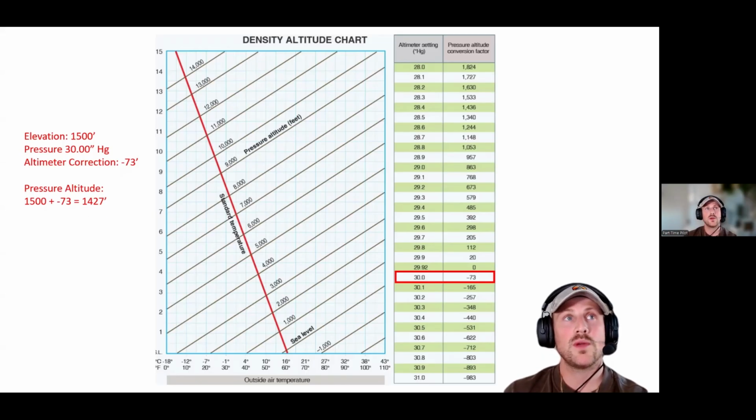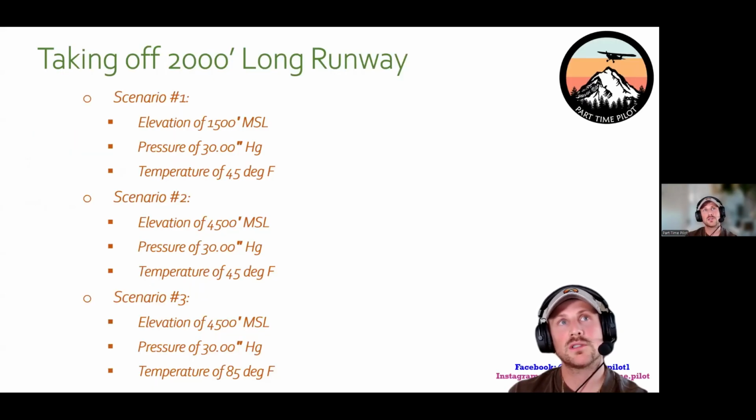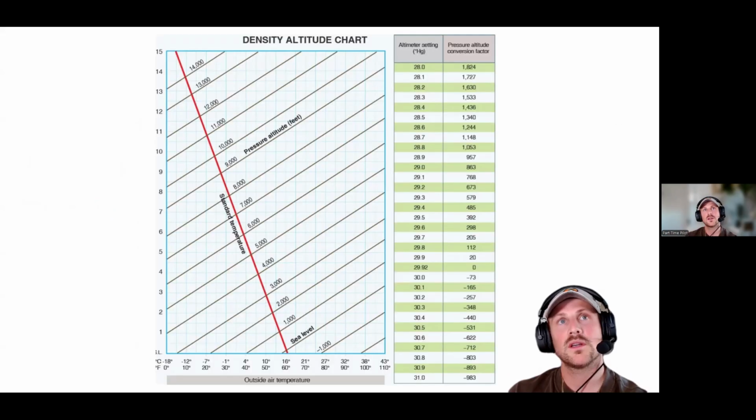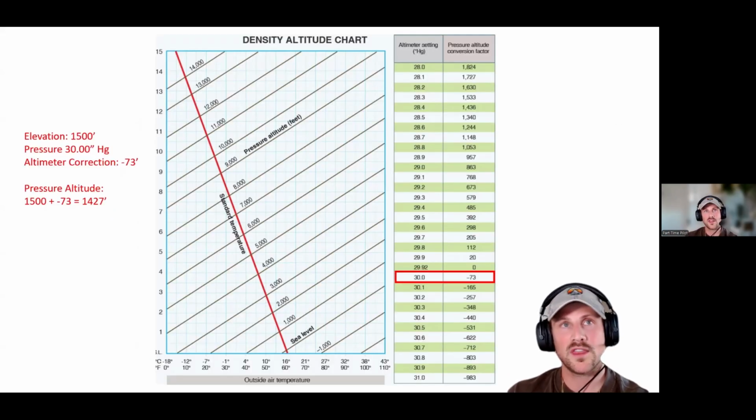All right, so now that we have our pressure altitude and we have our temperature of 45 degrees, use this chart to now find, which Ivan did, or he was ahead, step 2, to find your density altitude. So I'll give you guys a moment to do that.